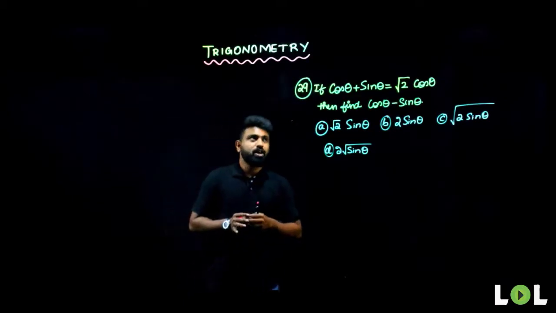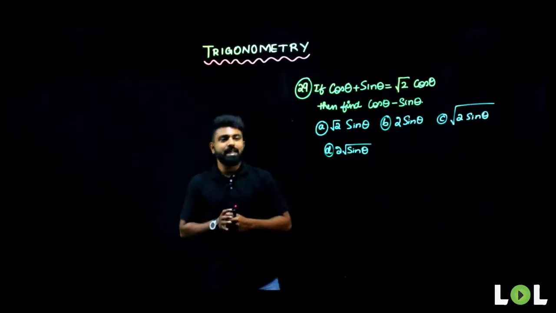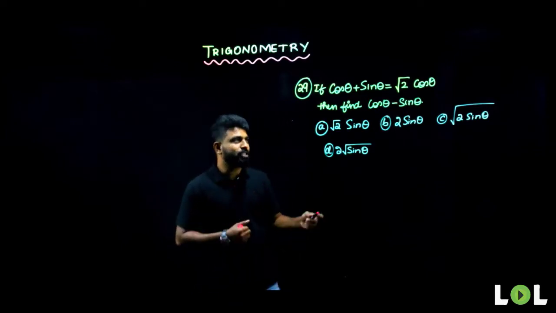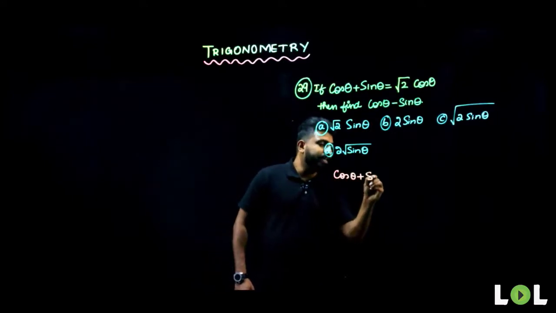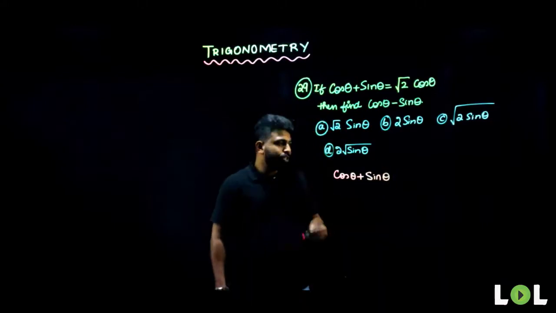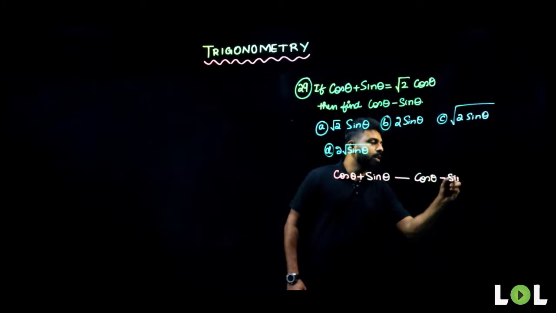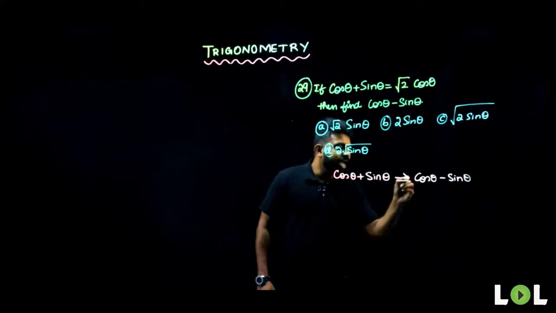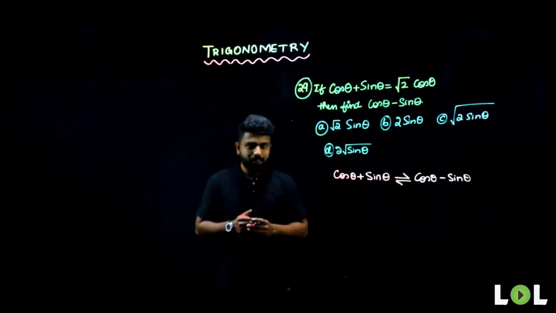What are they asking? Cos theta plus sin theta is equal to root 2 cos theta. Then find the value of cos theta minus sin theta. So what do we do when they ask questions like this? Whenever they have given you the value of cos theta plus sin theta, and they ask you to find out cos theta minus sin theta, or if they have given you cos theta minus sin theta and ask you to find out cos theta plus sin theta, then what do we do? We'll follow a simple step. What is that?